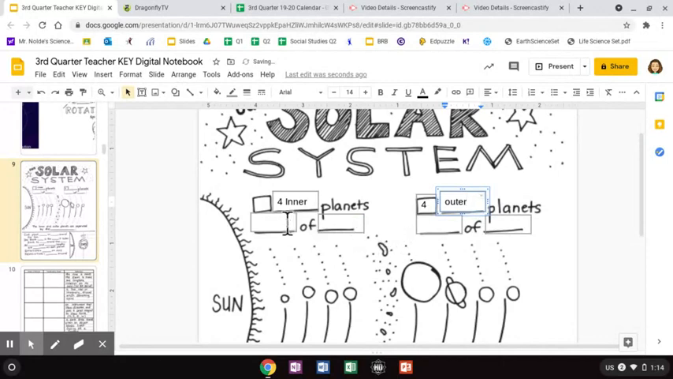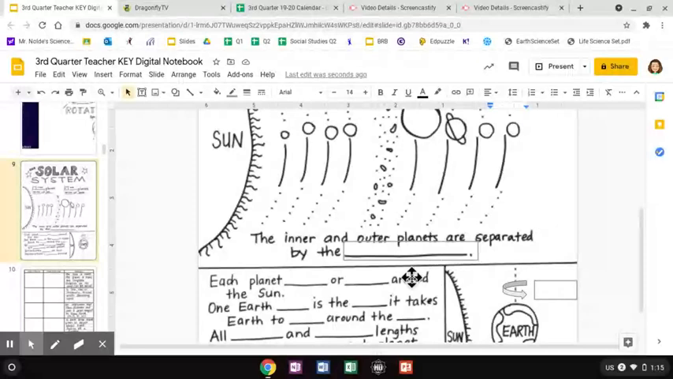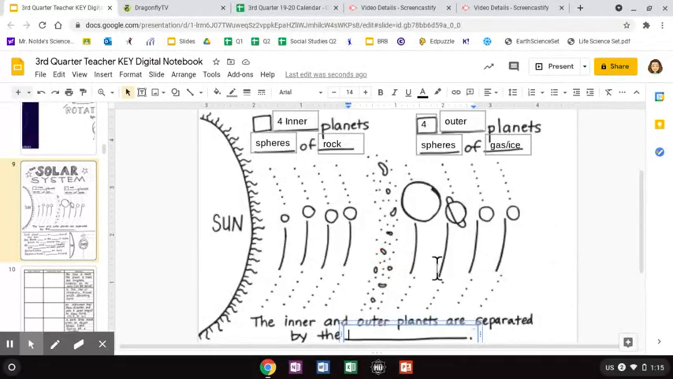Now, the inner planets all have in common the fact that they are made of rock. They are all spheres of rock. So they're solid. They have a rocky core. Whereas the outer planets we call spheres of gas. And technically, I'm going to add ice because some of them are made more of ice. So the 4 outer planets are not solid balls of rock like the 4 inner planets are. They are made up of gas or ice. The inner and outer planets are separated by the asteroid belt.